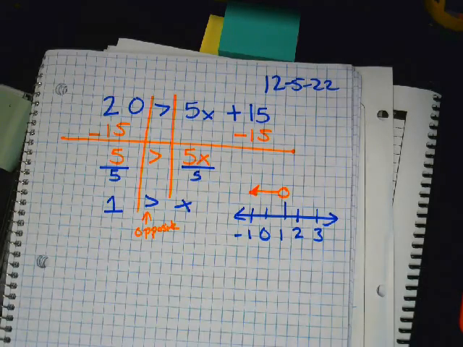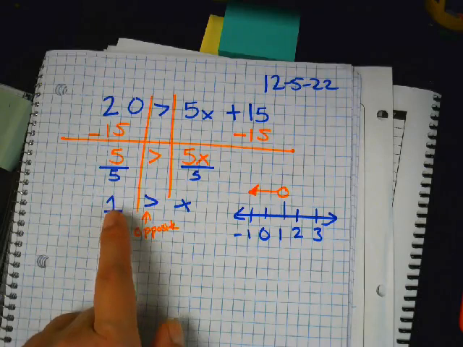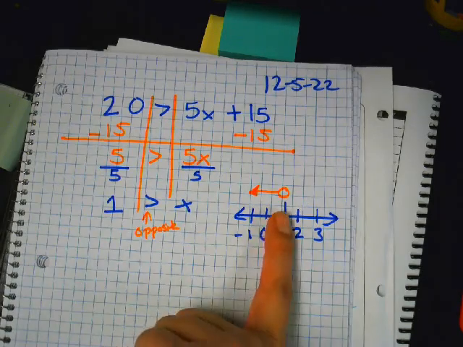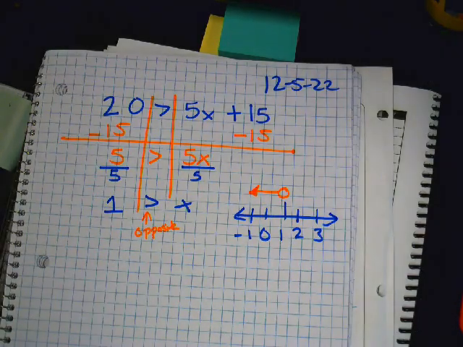Is the alligator eating the x or the 1? The alligator's eating the 1, right? So that means 1 is the biggest number. So am I shading the smaller numbers? Just switch the x and the 1 and then switch the arrow and that's the direction. Correct.